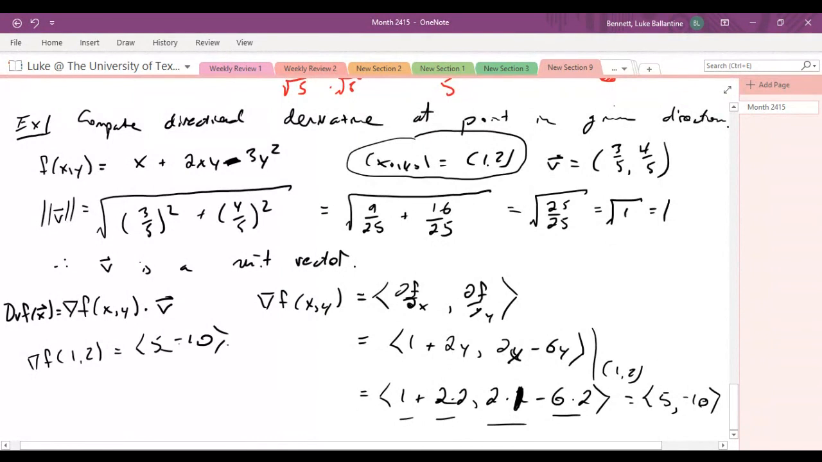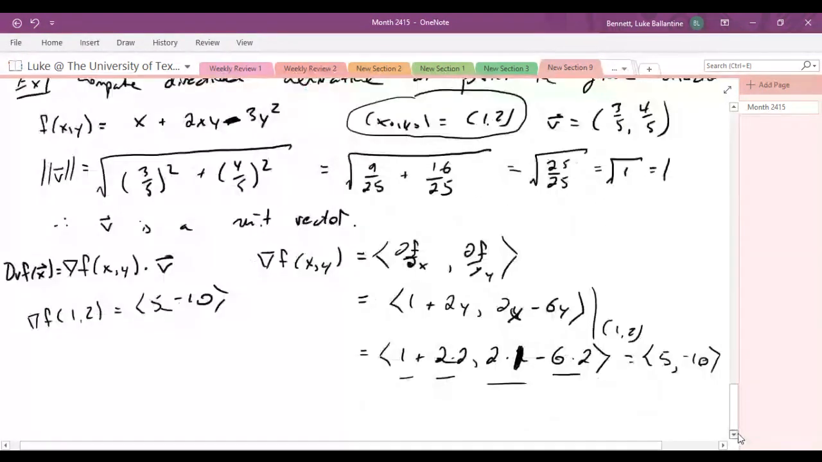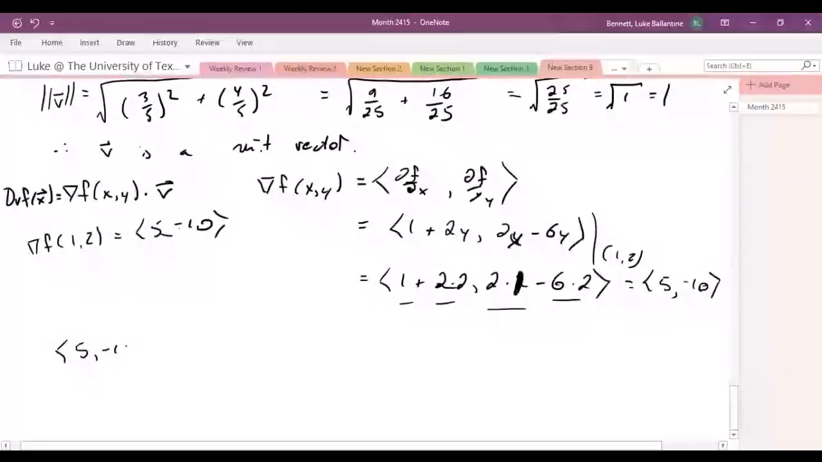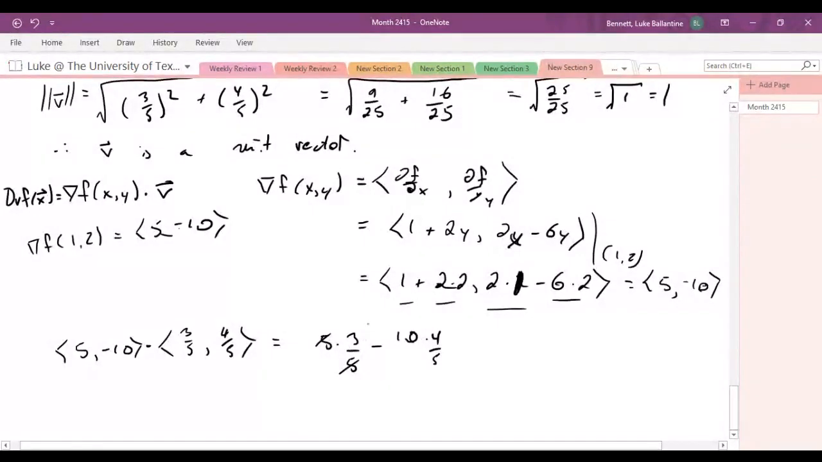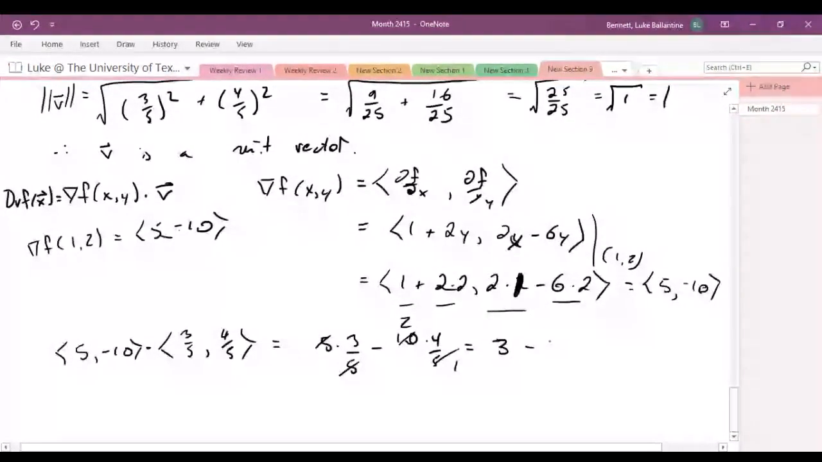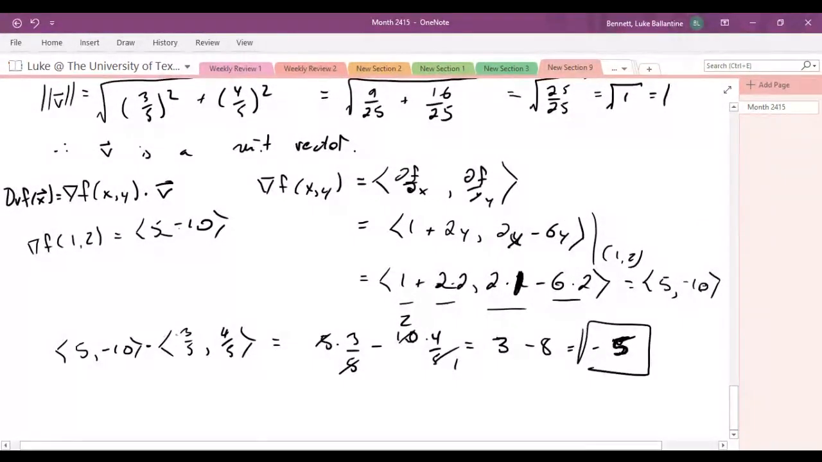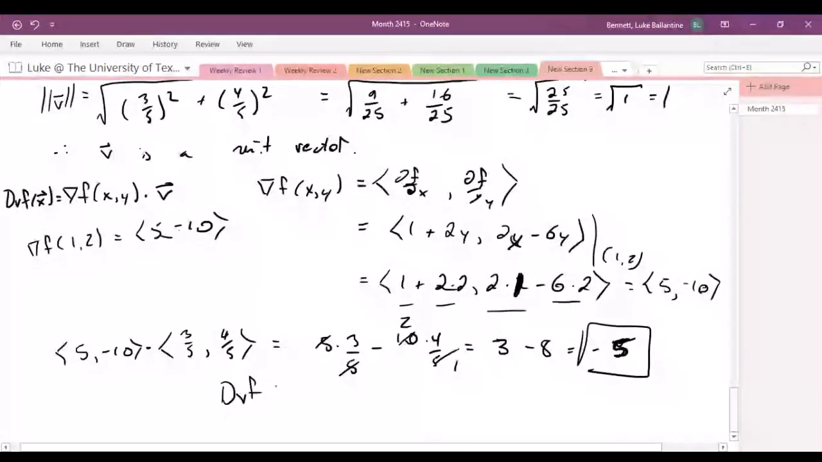Okay, now all we have to do is dot that with the unit vector v. So we're going to take (5, -10) dot product with (3/5, 4/5). Okay, so we get 5 times 3/5 minus 10 times 4/5. The 5's cancel, so that's just 3. And then 10 cancels with 5, we get a 2 on top, so 3 minus 8, negative 5. So that's the directional derivative. That's D_v f(1, 2) equal to negative 5.